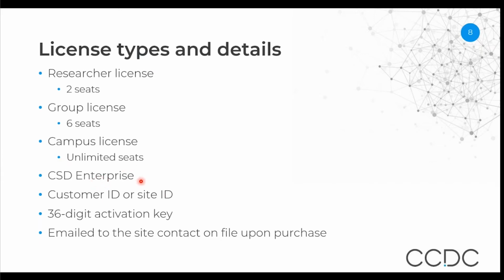And as I mentioned previously, once you obtain your license for the first time, you get a customer ID or site ID. It is the same number. And you have the 36-digit activation key, and these numbers will not change. And it will be emailed to the site contact upon your first purchase, but subsequently it will not be emailed, so reach out to us if you do need that information.